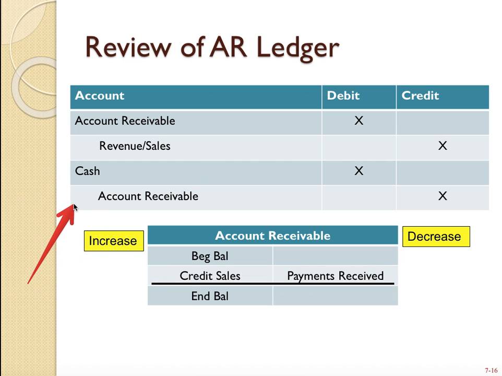Then when you get paid, we're going to credit accounts receivable. So payments received are going to go on the credit side or decrease your AR. And then after you add in your credit sales, subtract out any payments received, that gives you your ending balance in the accounts receivable account.